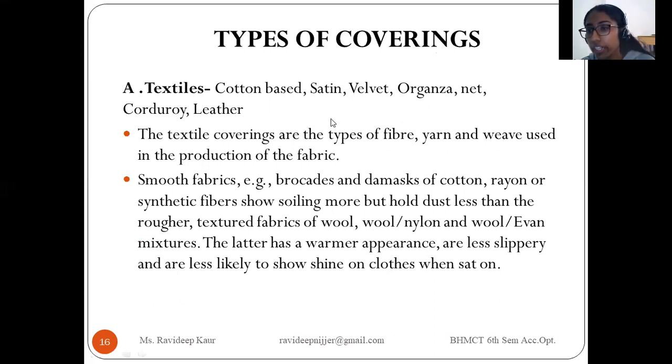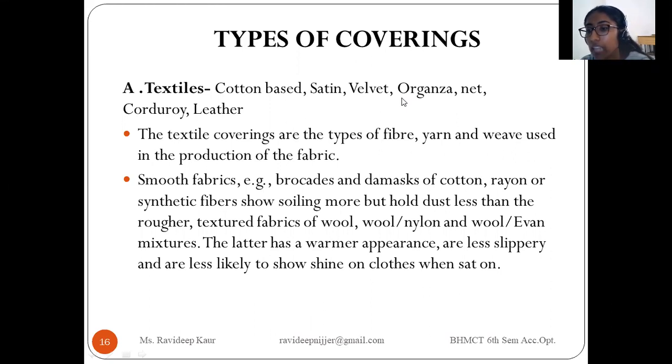Then we have types of covering. First, we have textile. The textile covering is obtained from cotton-based fabrics, satin, velvet, organza, net, cotwery, and leather. The textile coverings depend on the type of fiber, yarn, and weave used in the production of the fabric.